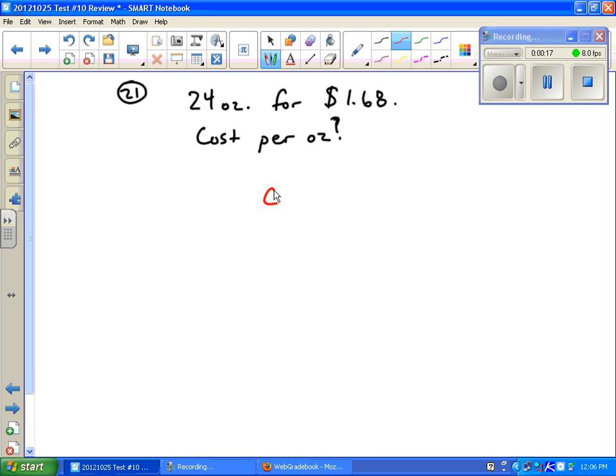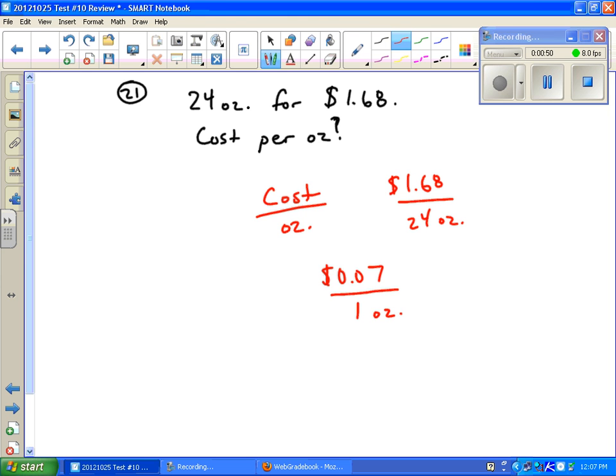So look, it's cost per ounce. So make sure you have it in that form if you're not sure which one's supposed to go on top. The cost is $1.68, and the ounces is 24 ounces. So that tells you $1.68 divided by 24, and it's 7 cents. It's 7 cents per ounce, per 1 ounce. So the cost per ounce is 7 cents per 1 ounce.